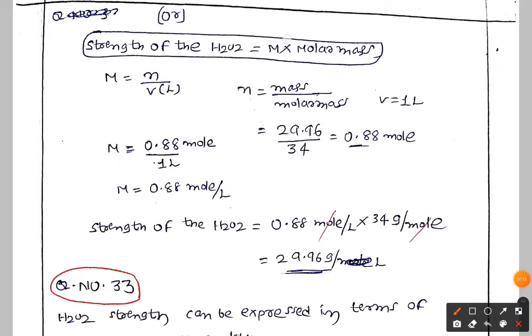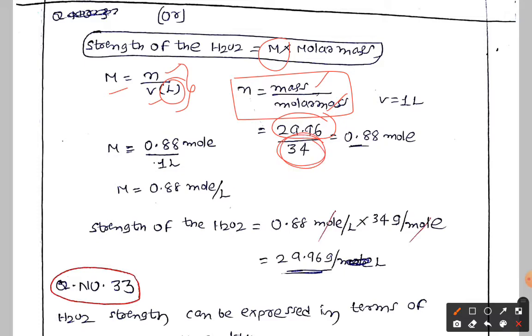Now we have to calculate the molarity. Molarity formula: molarity equals number of moles by volume in liters. Now, how do you calculate the number of moles? We have the formula mass by molar mass. Mass we already calculated as 29.96. Molar mass of hydrogen peroxide we already know, 34 gram per mole. So this is gram, this is gram per mole, so gram gets cancelled and you are left with mole. So how many moles do we have? 0.88 moles.